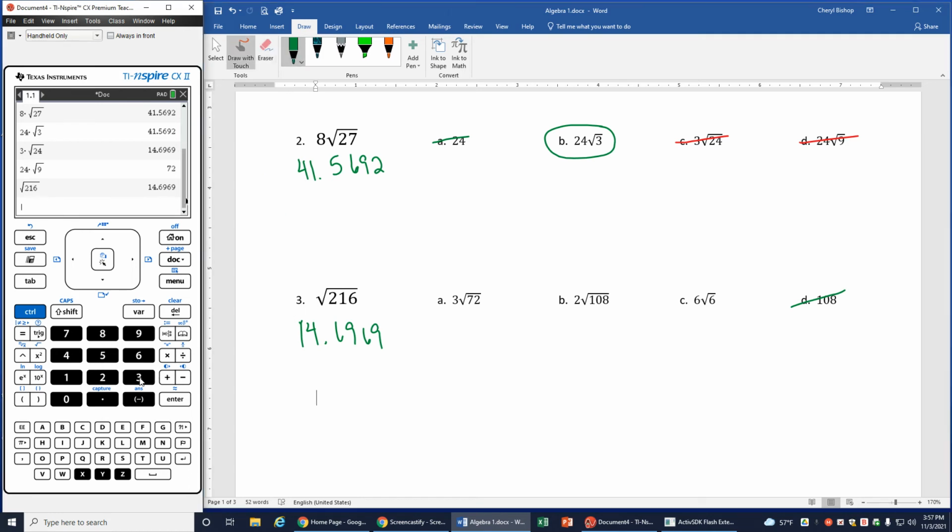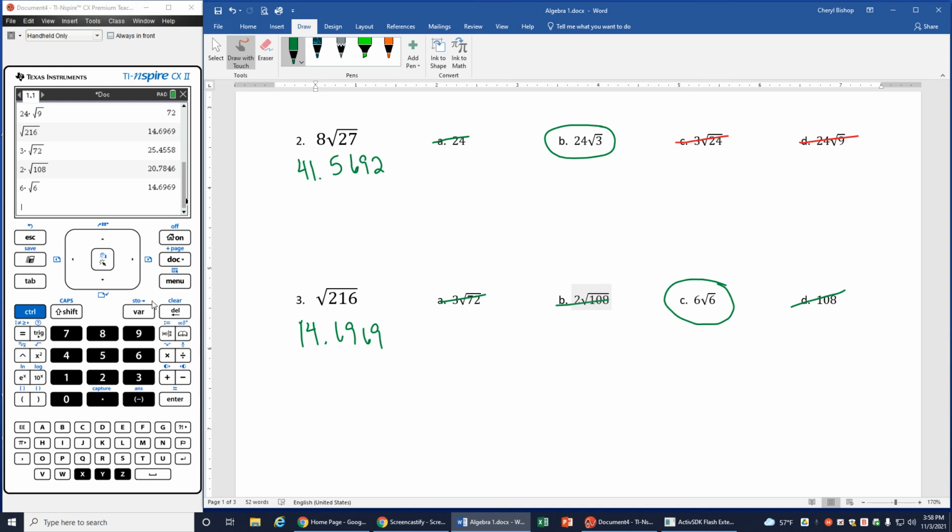All right, so 3 square roots of 72. Let's try that. 3 control x squared, 72, gives me not 14.6969. So it's not A. Let's try 2 square roots of 108. 2 control x squared. In my square root, I'm going to put my 108. And I can see I get 20.7846, which is not the result I'm looking for. So it's going to have to be C, but let's check and make sure. 6 square root of 6 is my 14.6969. So C is my correct answer.